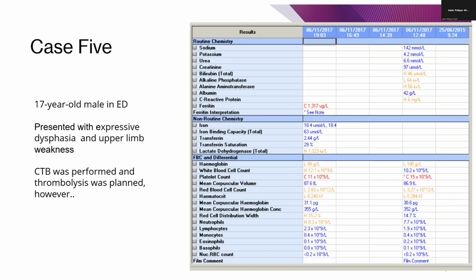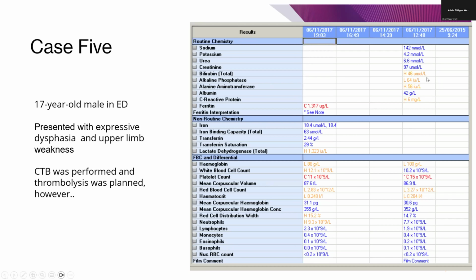So this isn't HUS, but HUS is a very, very good differential. The reason I say this isn't HUS, and I don't want to deviate too much, especially with only 5 minutes left, is that this is probably going to be TTP, which is another MAHA.